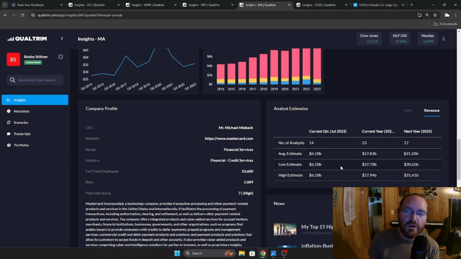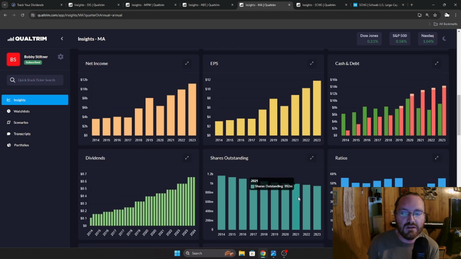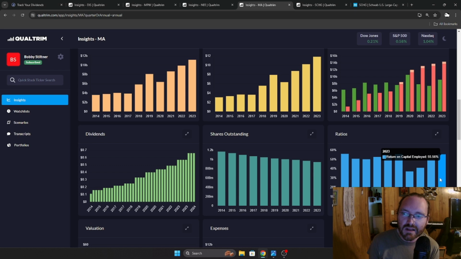And revenue, $27.83 billion, growing to $31.28 billion from this year to next year. So again, nice double-digit growth. And have I mentioned anything about that return on capital? Look at that, 55.56%. You could cut this thing in half twice, and it would still be more than most companies. The average is like 9 to 10%.